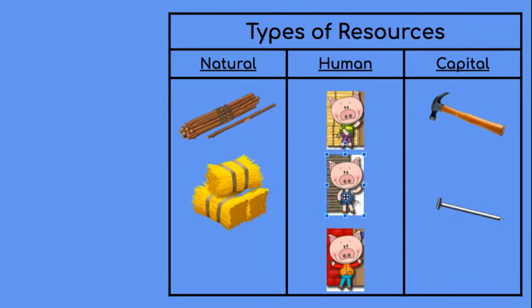So, friendly reminder, when we're talking about natural resources, we're talking about things that come from nature, like sticks and hay. Human resources are the people behind building things or putting things together and creating them. For example, the three little pigs who built their own houses. And last, we have capital resources, which are the tools that help build or create items, like a hammer and nails.